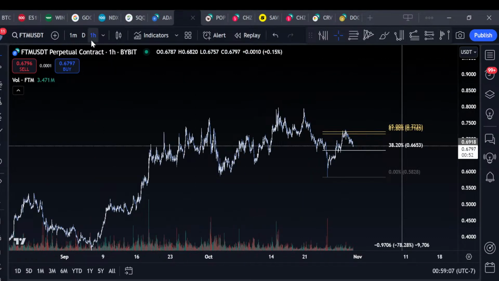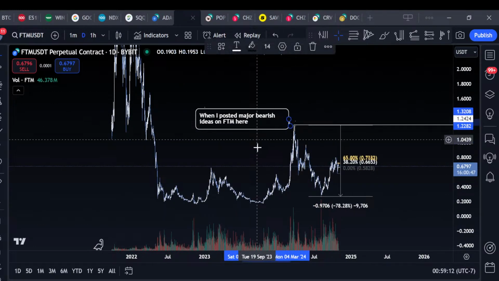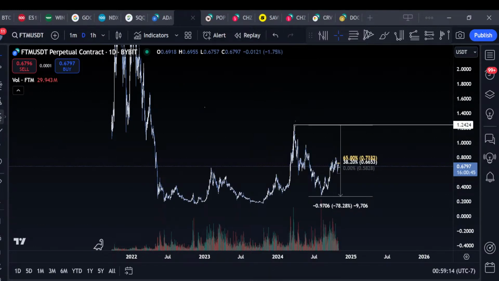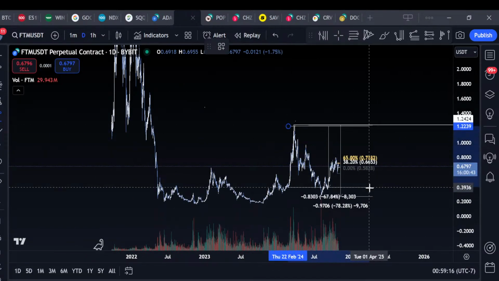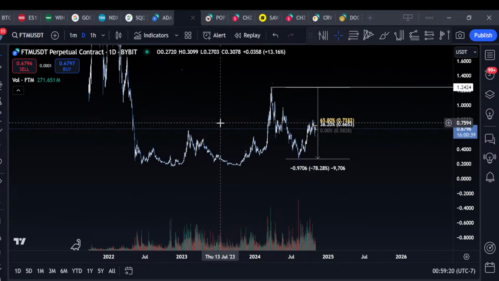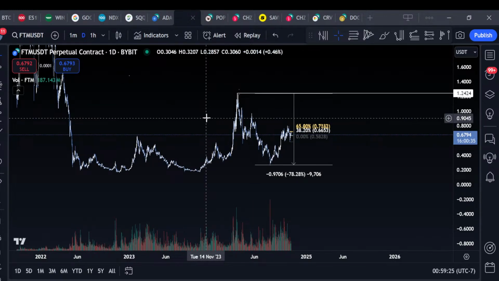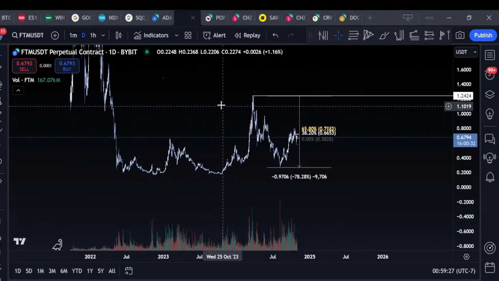Same thing when I had this FTM bearish idea here, suggesting this big major retracement. At the time, people were literally saying to me, if this is going to happen on FTM, Bitcoin would have to go back to its 15K lows. That's never going to happen. You're an idiot. Why?